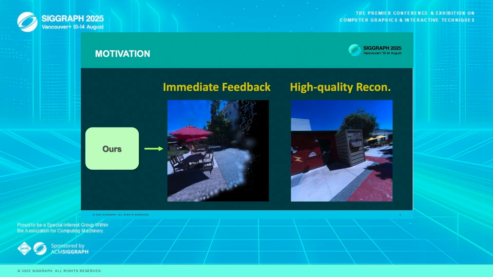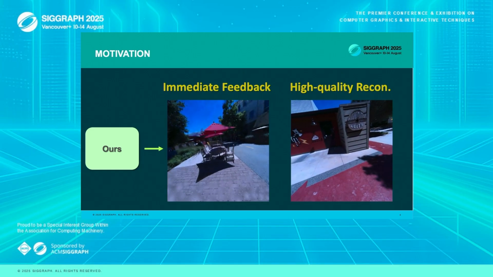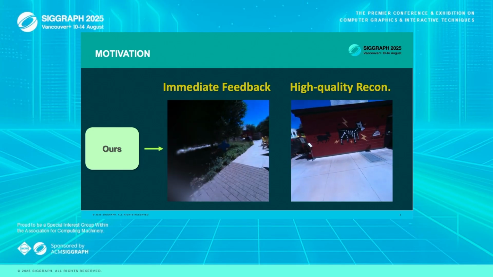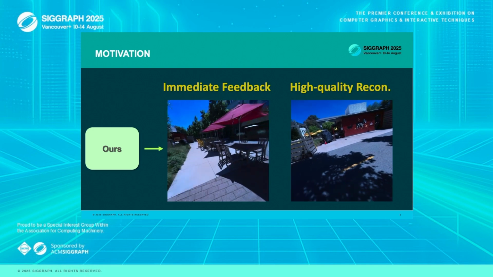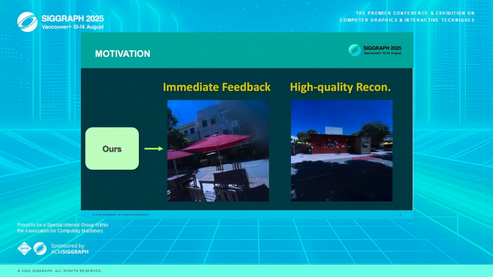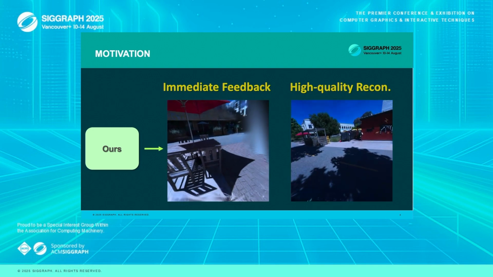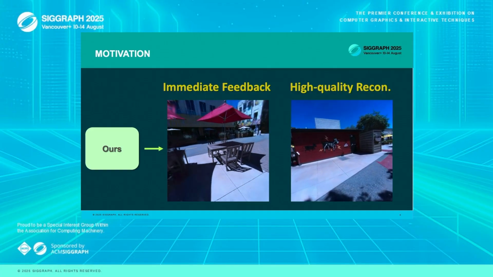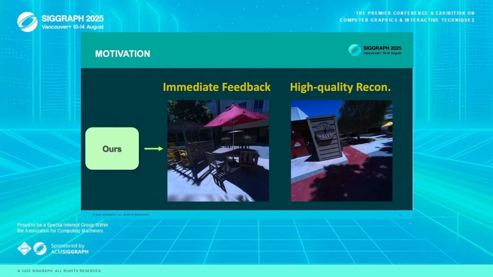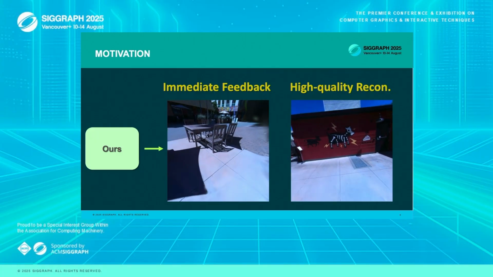We want to keep the immediate feedback during the capture, but also keep the high-quality reconstruction comparable to the offline method. So the challenge is to grow and optimize the Gaussian scene representation on the fly under a very tight compute budget. Also, we want to make sure there's no duplicating or missing content in the scene.